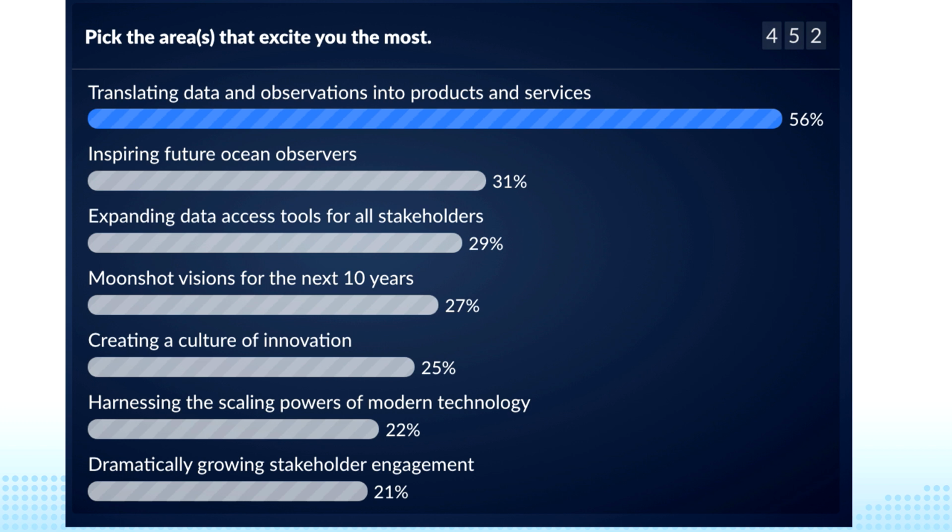You can make your own assessment of those various results, but pretty clearly, turning what we all do in observing the ocean into value, converting ocean observations into products and services, was far and away the biggest winner. Then inspiring future ocean observers came in second. So I think that's very exciting. We have a clear goal. We need to get things done. And we clearly feel the next generation needs to be brought along with that goal.